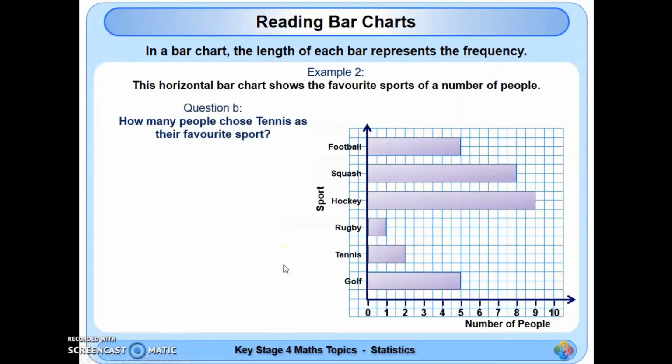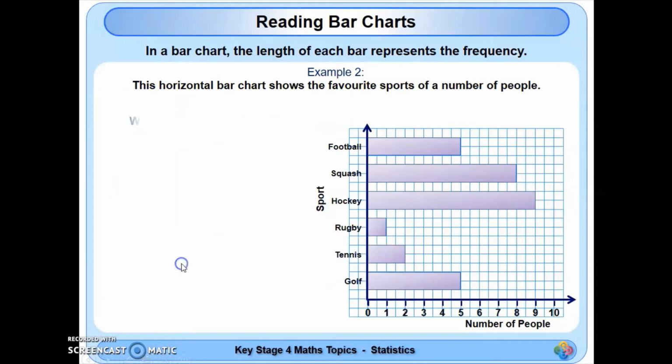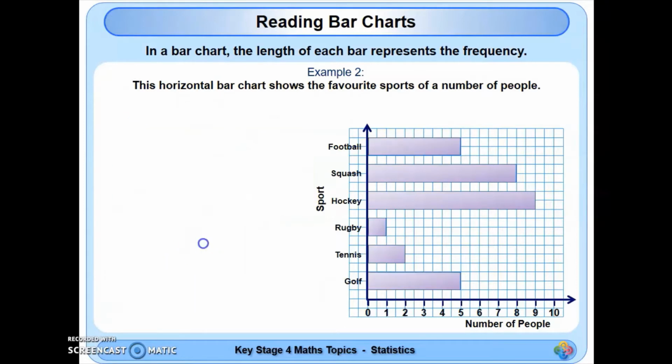B, how many people chose tennis as their favourite sport? We have a look at the tennis bar. The length ends here. We read off the axes. 2 people. Which 2 sports were equally popular? We look for 2 bars of equal length. Football and golf have equal length. For both of those sports, 5 people said that that was their favourite sport.